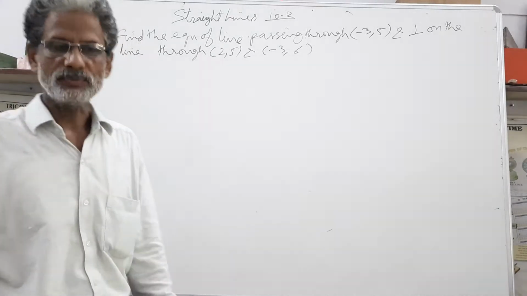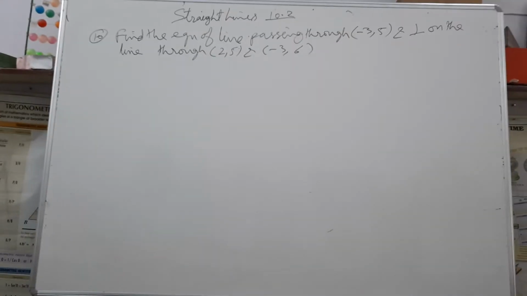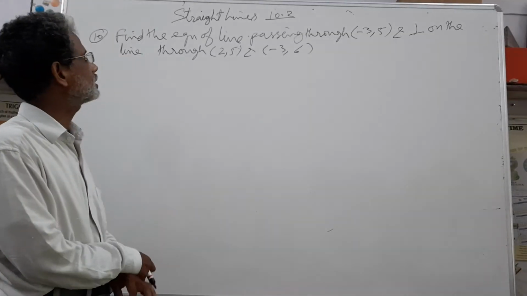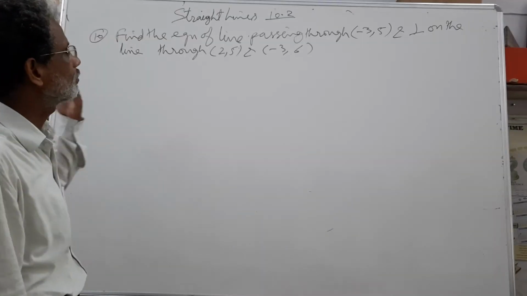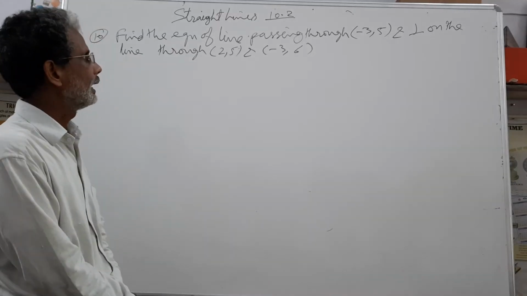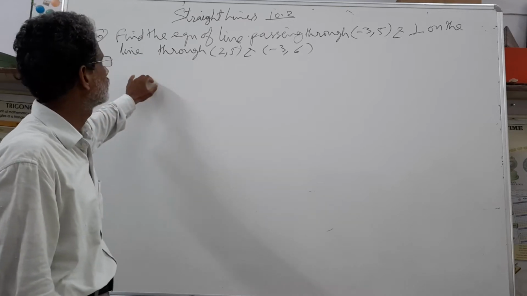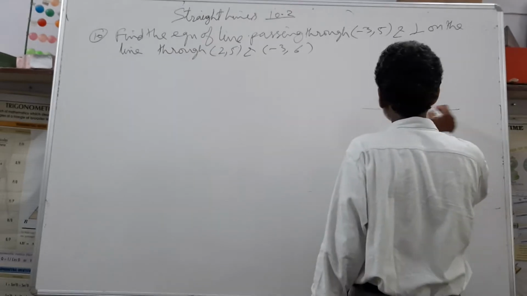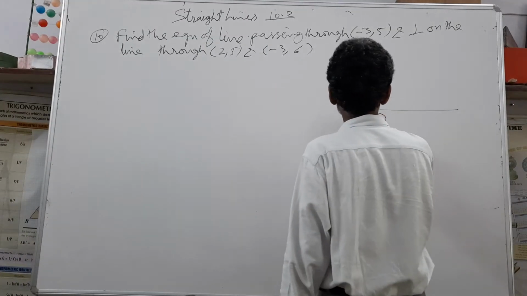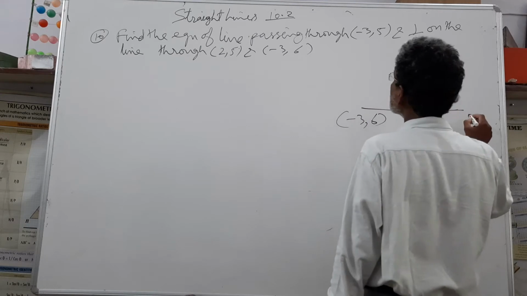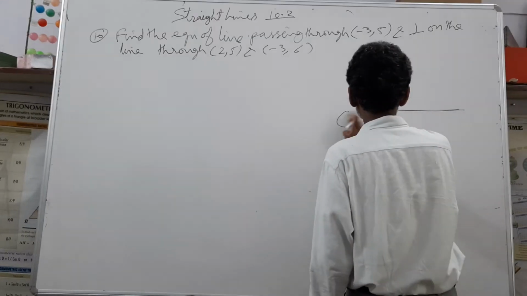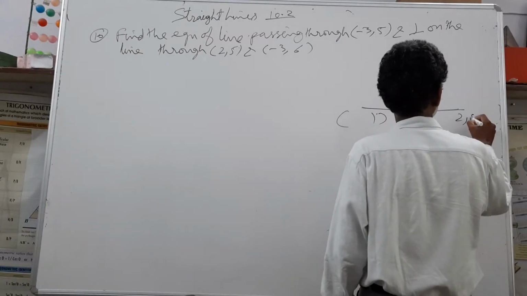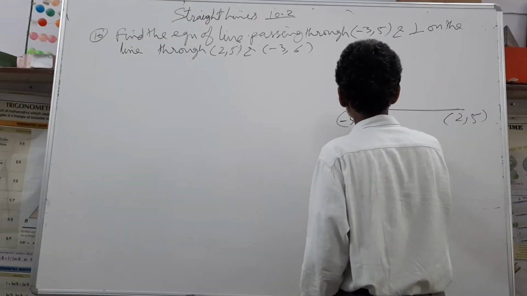Take some questions of exercise 10.3 straight line. Question number 10. Find the equation of line passing through -3, 5 and perpendicular on the line through 2, 5 and -3, 6. There are 2 points, 2, 5 and -3, 6.